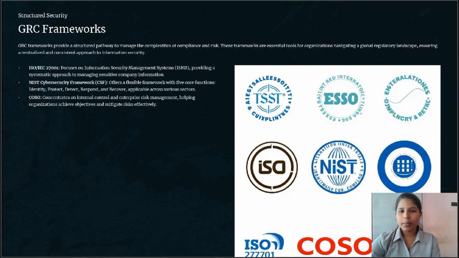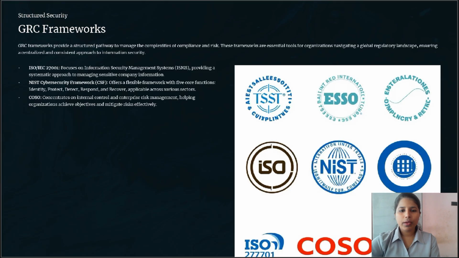By doing this, we can improve decision making, enhance operational efficiency, reduce risk and cost, and also increase transparency and accountability, and strengthen stakeholders' trust. So it is about compliance with the regulation and improving the security process. There are some frameworks that are most popular.